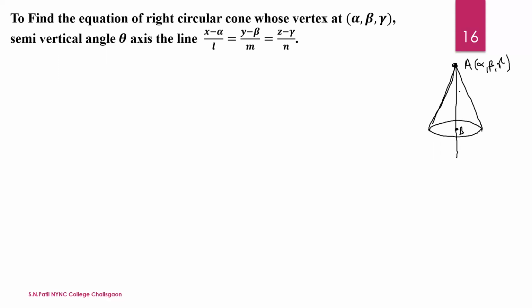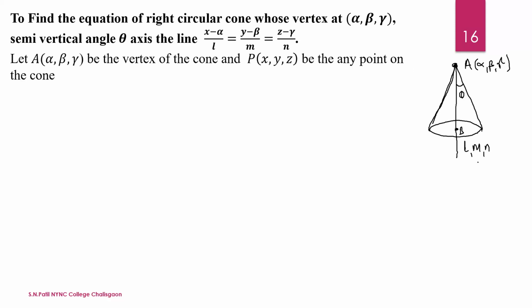Suppose this is point B and this is the semi-vertical angle theta. See, the denominators of these symmetrical lines, which is the axis of the cone, are the DRs, direction ratios. Now here we have taken the fixed point, the vertex of the cone, as alpha, beta, gamma, and let P be any point on the cone. AB is the axis of the cone. See, this is the equation of the axis of the cone.